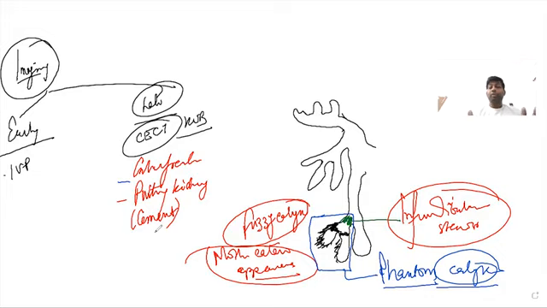So once we know how to diagnose it and what the clinical manifestations are, let us treat this patient. Now, if we talk about the treatment, medical treatment is the first line of therapy.